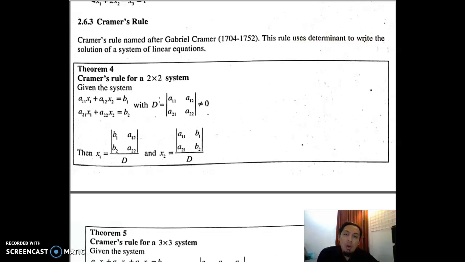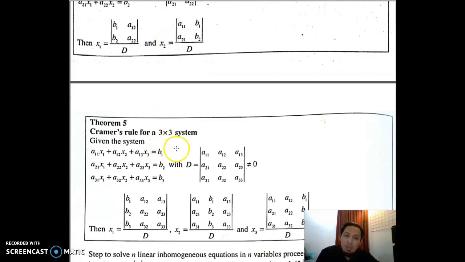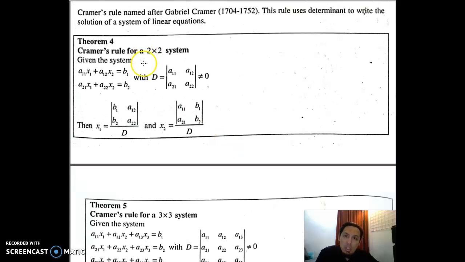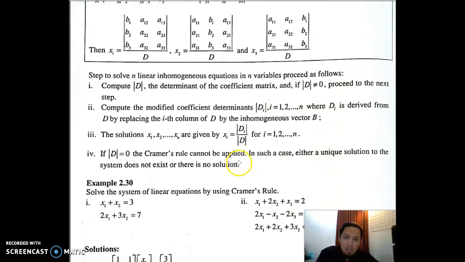It has one fixed formula for you to be used and to obtain the value of x1, x2 and so on, right? As you can see, this is Cramer's rule, and it is actually for 2 by 2 and 3 by 3, right? If it is more than that, it will be quite harder for us to calculate, because this rule depends on the value of the determinant. Okay, so the formula is actually this.